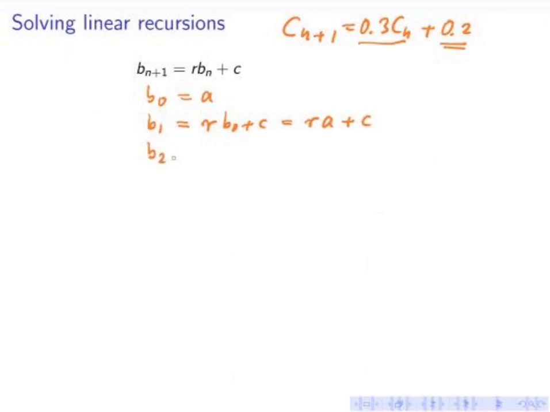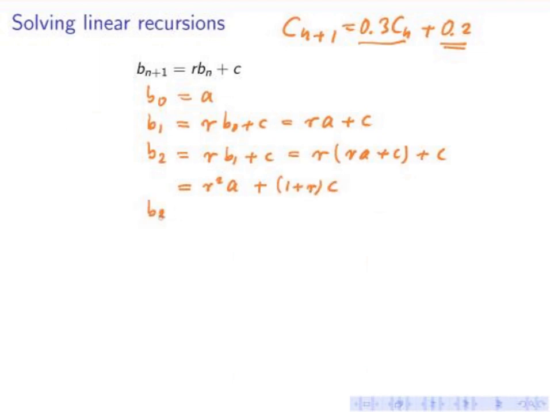Easy. So B2 is r B1 plus c, which then, replacing B1 with ra plus c and multiplying this out, we get r square a. And here we get an rc term and a c term, and I can write this as 1 plus r times c.